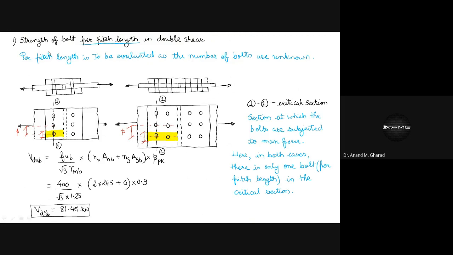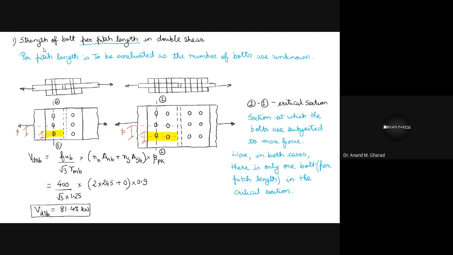Now see, what are we supposed to find? We are supposed to find the number of bolts. We are now in that stage, one step we have gone ahead. Firstly, in the first numerical we saw how to calculate the capacity of the bolt, the strength of the bolt, in two parameters, that is bearing and shearing.